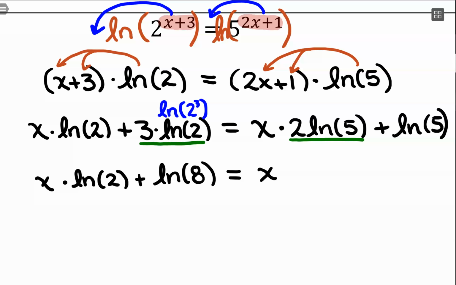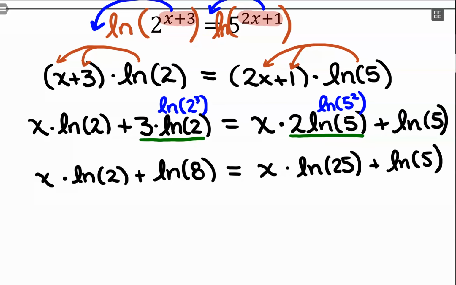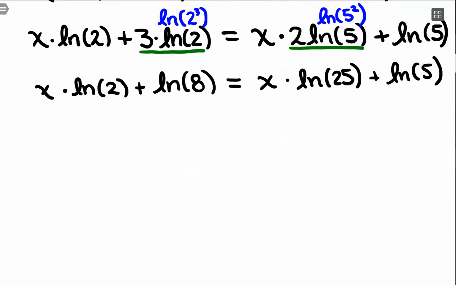And over here, this would be 2 natural log of 5, which is the same thing as natural log of 5 squared. So I'm going to adjust that to a natural log of 25. All right, then my step is to move everything with x to one side of the equation. I'm going to move it to the left-hand side. So I'm going to subtract x times natural log of 25 from both sides of the equation.